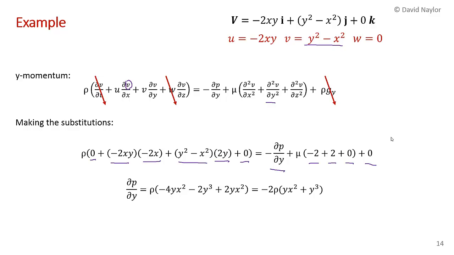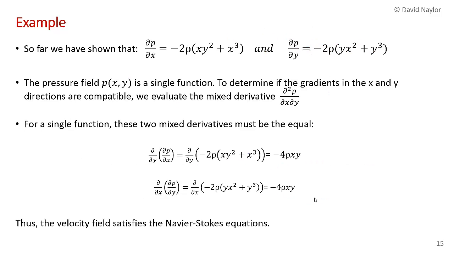Now in the next slide, I've reproduced dp/dx and dp/dy, our two results. So we had dp/dx, and now we have dp/dy, and in the top line of the next slide I've just reproduced what we've shown so far. Now, you've got to remember, and this is not well explained in the book, the pressure field p of x, y is of course a single function. It's a continuous function, and so to determine if those gradients that we just determined in the x and y directions are compatible, we need to evaluate the mixed derivative.